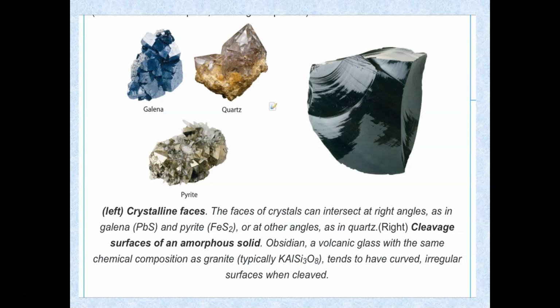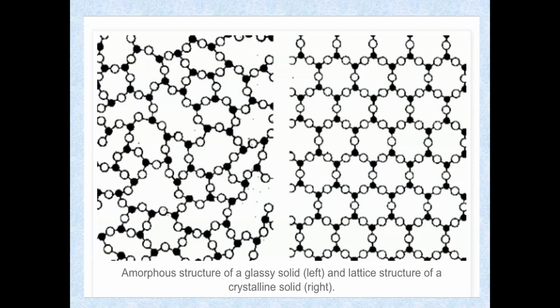Examples of crystalline faces and amorphous cleavage. The separation of these materials will show angular cleavage in crystalline solids and curved, smooth, and irregular surfaces when cleaved or separated. Amorphous structure versus lattice structure of a crystalline solid.